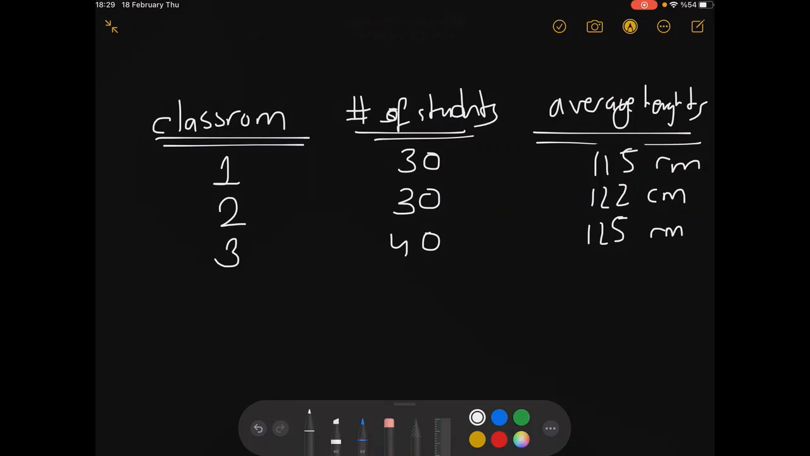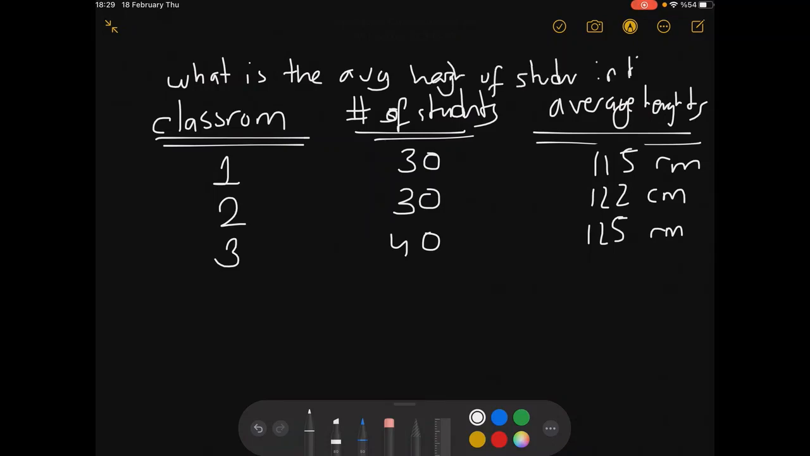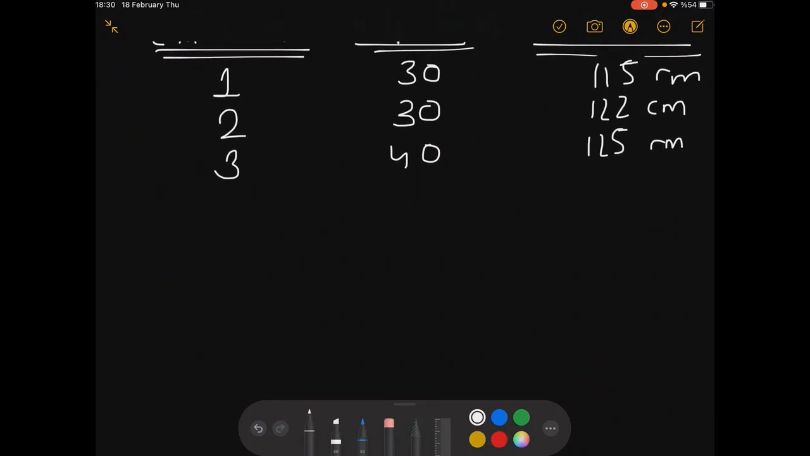They're just kids. And the question is, what is the average height of students in that school? Okay, not in a classroom. So how can we solve this? No other hint is given to us. Let's pause the video and solve it yourself. But it's pretty obvious that we are going to use the weighted mean here, x̄w. You multiply each average by its weight, and add them up.